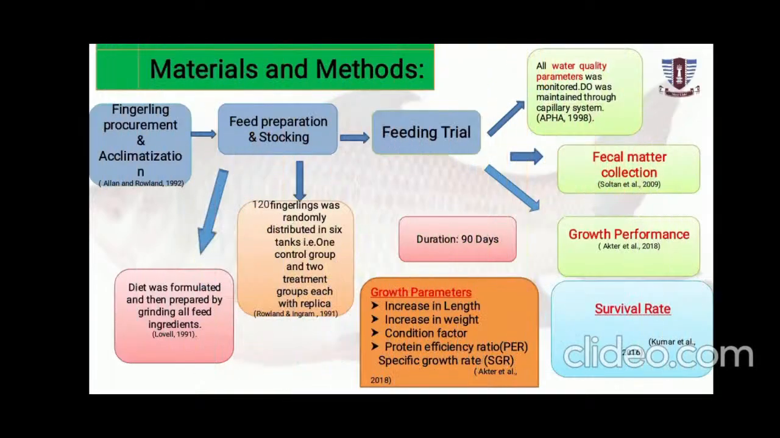Here is the methodology. The fingerlings were purchased from the fish hatchery and acclimatized for a week. The diet was formulated and then prepared by grinding all the feed ingredients. 120 fingerlings were randomly distributed in 6 tanks, 1 control group and 2 treatment groups, each with replicates. The duration of the trial was 90 days. All the water quality parameters were monitored.